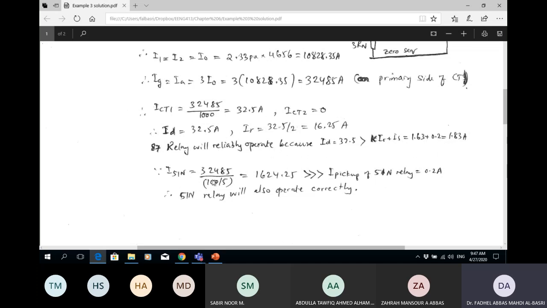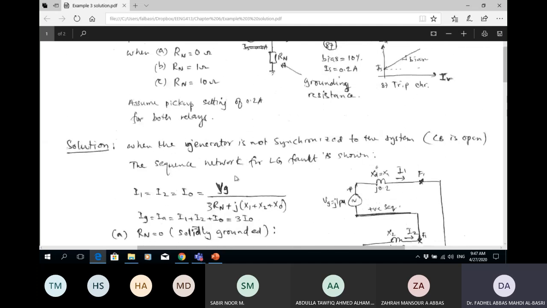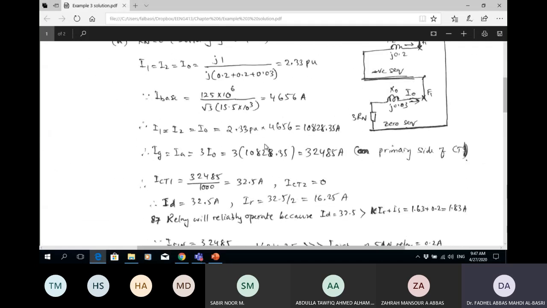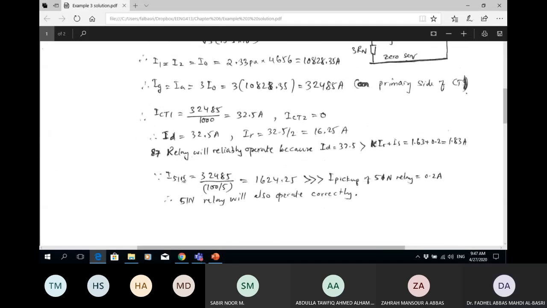in this case. And for the 51 relay, if I divide now the ground fault current by this CT ratio, I get this current. Okay, so that over the CT ratio of the neutral CT gives me this. So this is much greater than the pickup of 0.2, so it will easily operate.